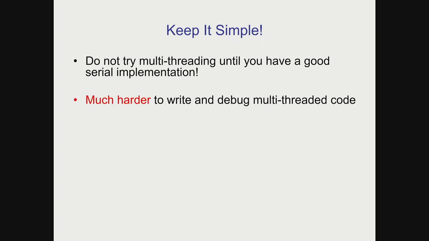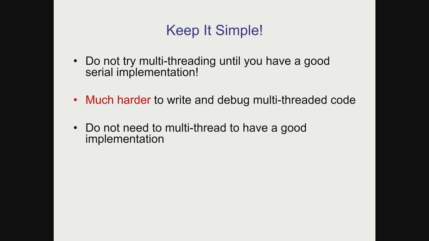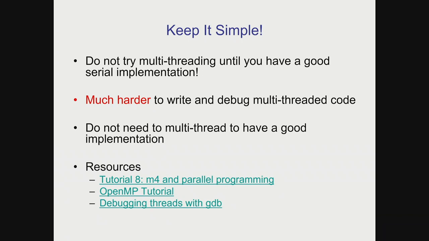So get a good serial implementation going. It is a lot harder to write and debug multi-threaded code. You don't need a multi-threaded implementation to have a good implementation. So again, in the tutorial, we go over that algorithmic improvements are more powerful generally than parallelism. So parallelism is useful, but getting a good algorithm is even more important. So you do not want to spend a bunch of time on parallelism without having a good algorithm. And you can get a good result on milestone 4 without parallelism. So you can also just say, I'm busy, interesting lecture, I remember, on to the next course. That's totally fine.